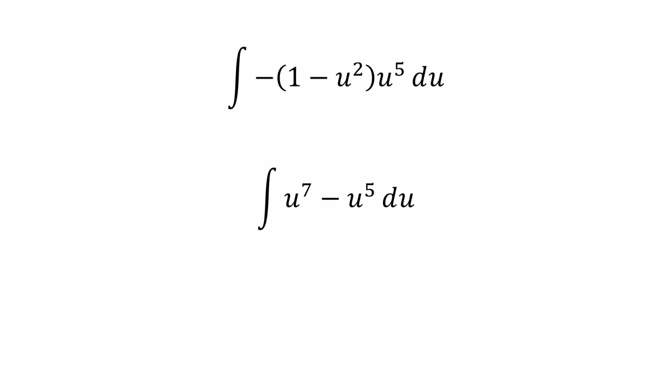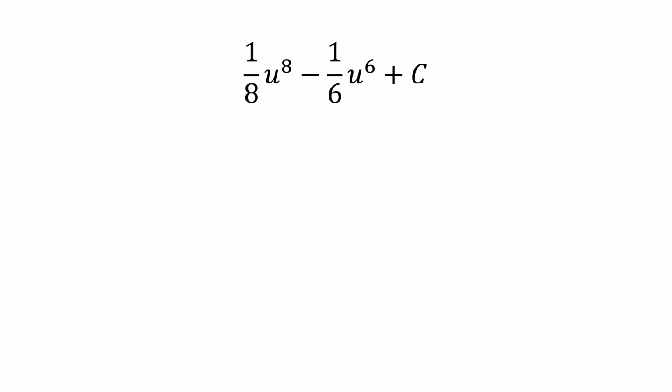Integrating, we get 1/8 u to the 8th minus 1/6 u to the 6th plus c. Back substituting, we arrive at a final answer of 1/8 cosine to the 8th of x minus 1/6 cosine to the 6th of x plus c.